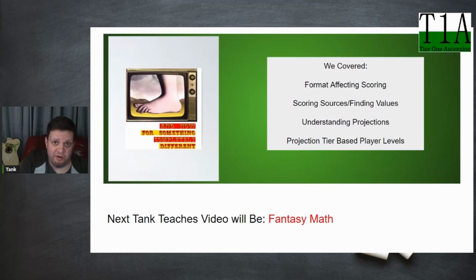We are going to keep going, and we are going to keep building. We've covered today a little bit of format, affected scoring, some scoring sources, and kind of finding some values in players, understanding projections a little bit, and we went over some projection tier-based player levels. Next up, we'll be digging into a little bit more of that fantasy math of understanding players' points per week and looking at previous season totals and digging into some of that extra math stuff so we can get smarter about understanding the numbers and understanding what we want to see out of the numbers.